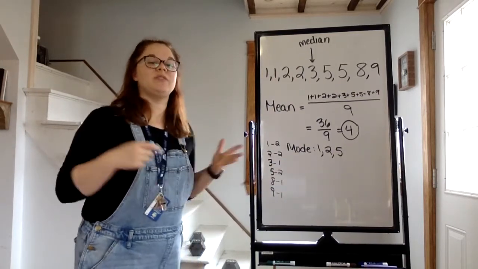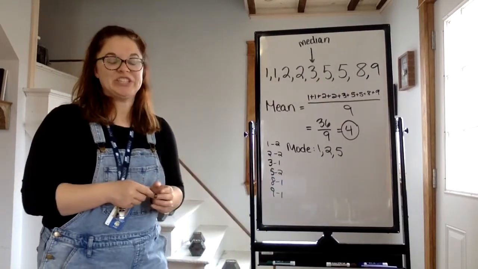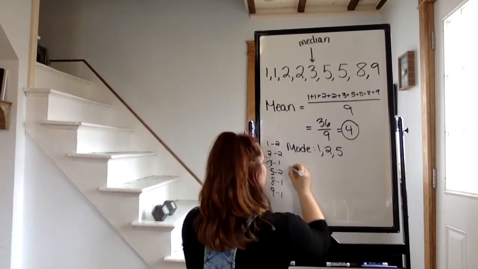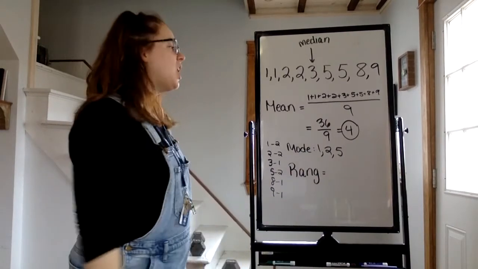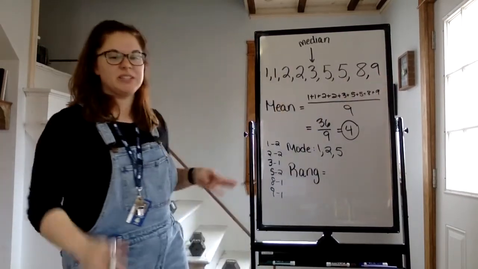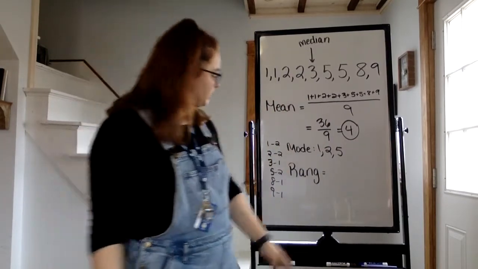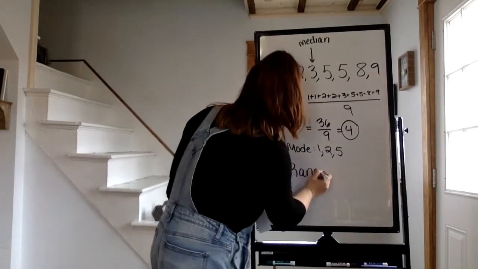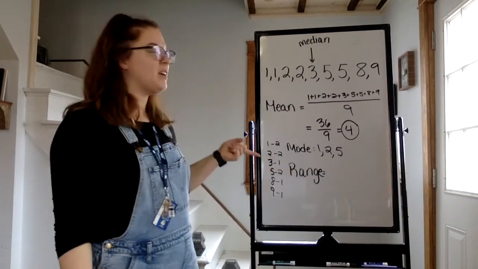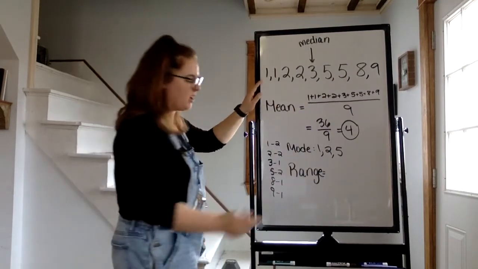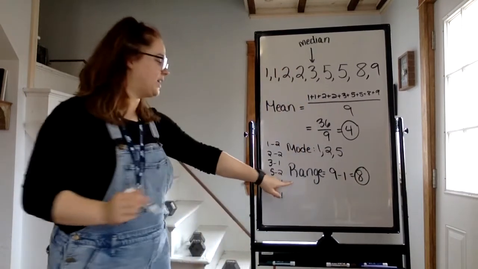So finally, we need to figure out what the range is. We remember that our range equals our largest number minus our smallest number. It's that difference between the ends of the data. So what we do is we take our largest number, 9, and we find the difference between 9 and our smallest number, 1. So 9 minus 1. So our range is 8.